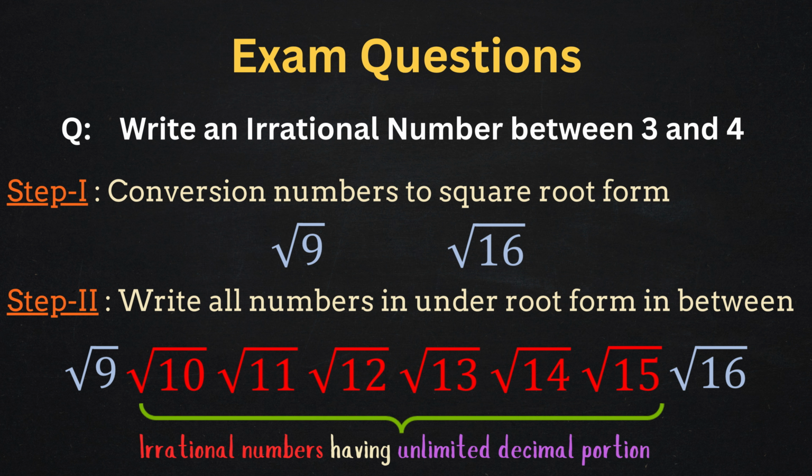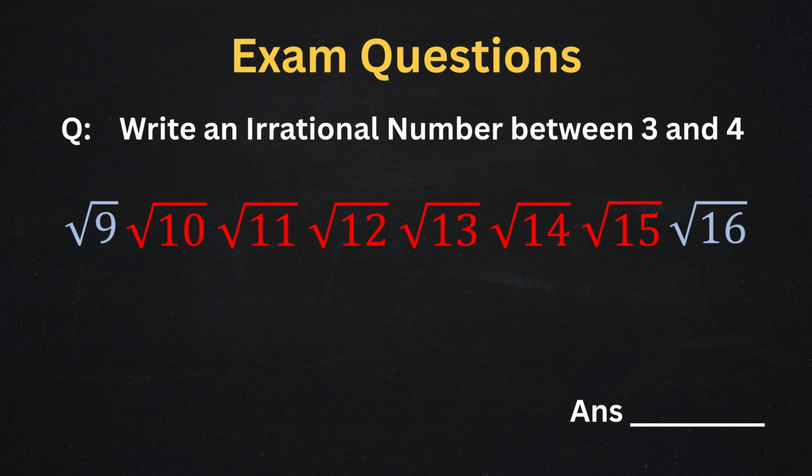All these numbers are decimal numbers with an unlimited decimal portion. Therefore, they cannot be converted to a pure fraction form of two integers. Finally, you can choose any of the 6 options from under root 10 to under root 15, but don't write multiple answers if only one value is asked.